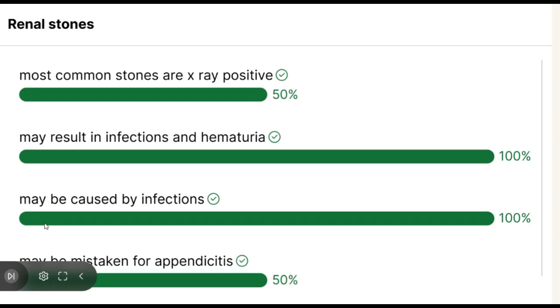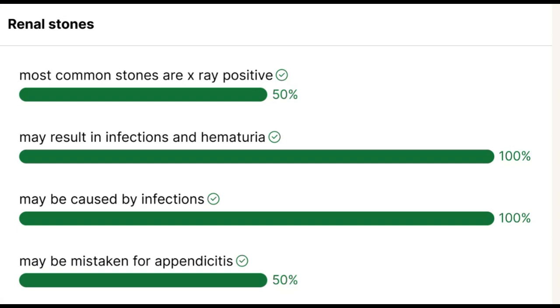Okay, so for the first one, renal stones, most common stones are X-ray positive. So you should note that the most common renal stones are calcium oxalate, and calcium deposits should be visible on X-ray, the same way calcium in bone is visible or calcium in calcifications in vessels are also visible. So calcium oxalate stones, which are the most common, should be X-ray positive.